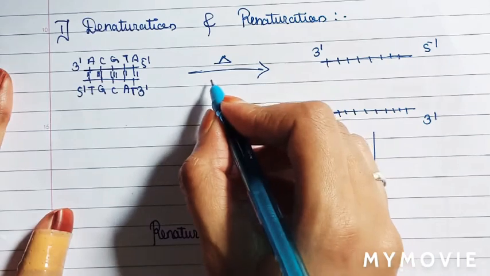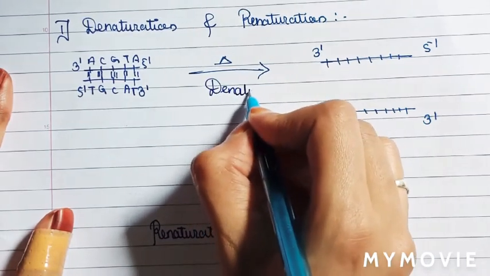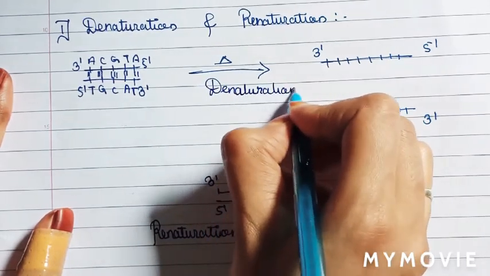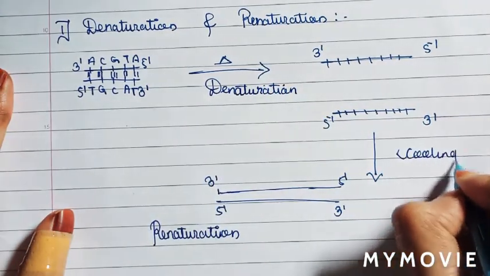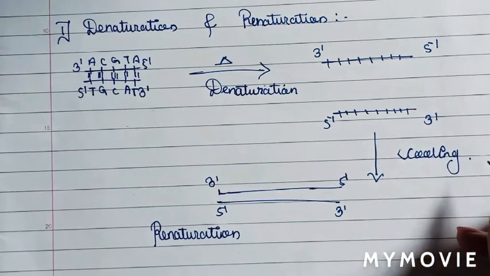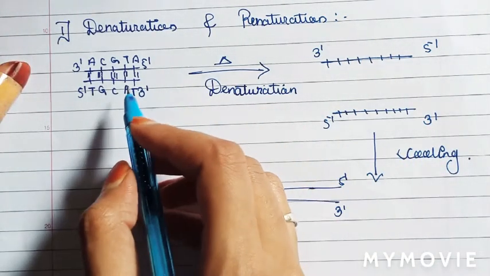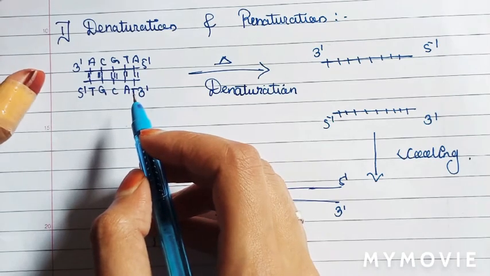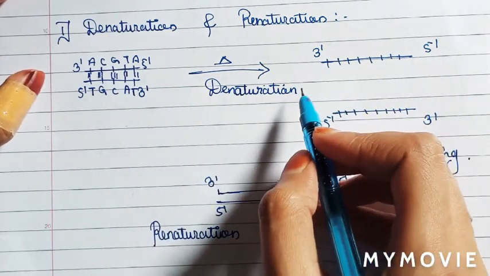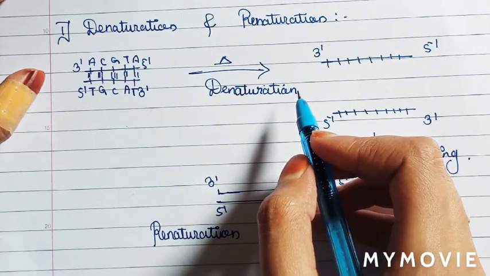Heating means denaturation, and cooling means renaturation. Cooling of DNA strands to form a combined DNA strand is known as renaturation, and heating of DNA strands to separate them is known as denaturation. Now, these hydrogen bonds are weak bonds, so when we heat them, they get separated, and this is the first step of the PCR technique, the polymerase chain reaction technique.